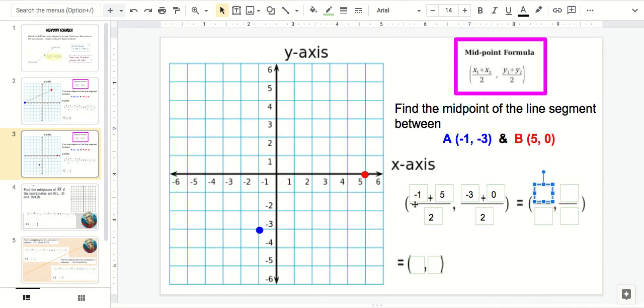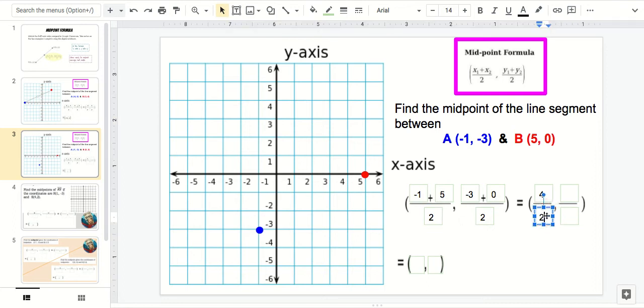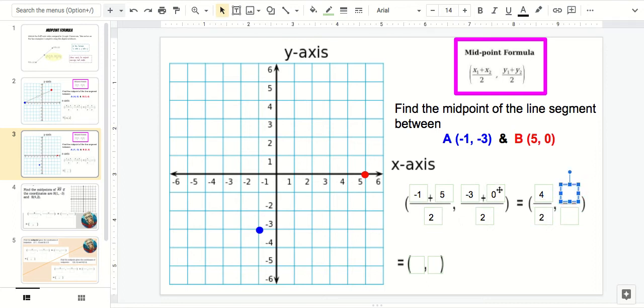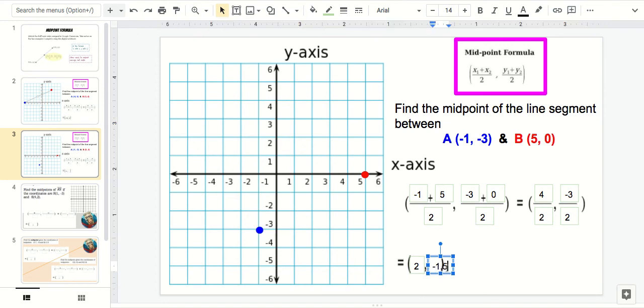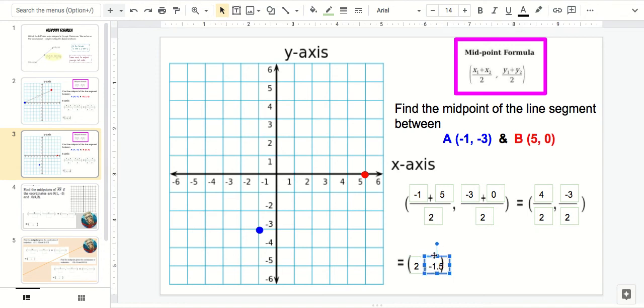Now we're ready to simplify. -1 plus 5 is 4. We're going to divide that by 2. -3 plus 0 is still -3, and I'm also going to have to divide that by 2. Simplifying my x, 4 divided by 2 is 2. Simplifying my y, -3 divided by 2 is -1.5. Again, if you're not comfortable with fractions, feel free to use a calculator to finish simplifying your fractions.